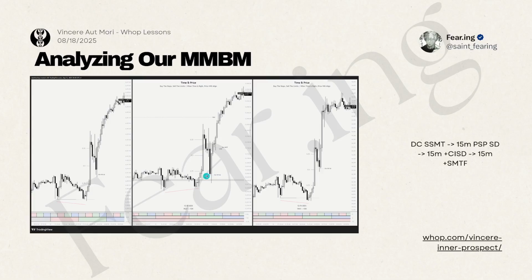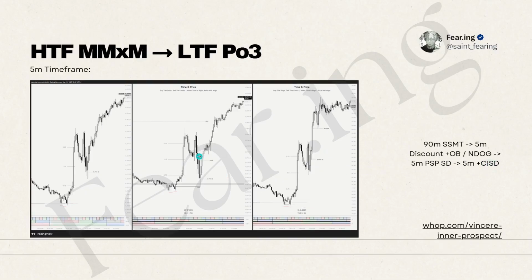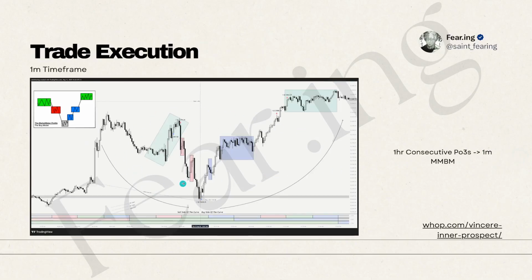50-minute PSP swing divergence. We had continuation on the 50-minute, but specifically where I'd enter my trade, 50-minute PSP swing divergence, then on the 5-minute time frame, 5-minute PSP swing divergence, testing a discounted 5-minute order block, and then the execution on the 1-minute chart. My execution specifically was a 15-second CISD, but this is everything that had been stacked up together.